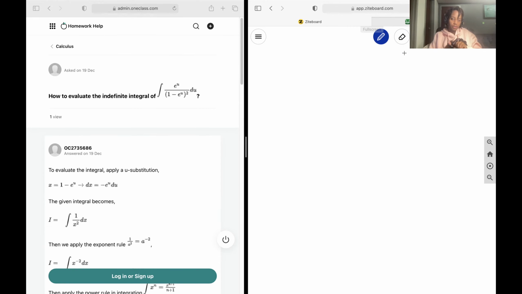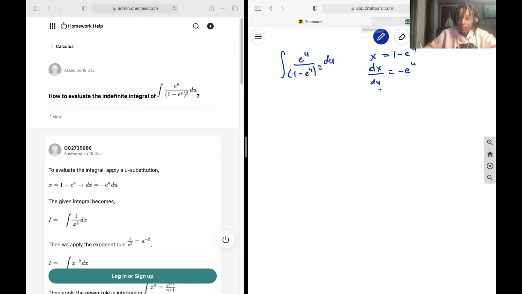And for our last question, you want to find the integral of e to the u over (1 minus e to the u) squared du. For this, we're going to be using some substitution, but instead we're going to use x as the variable because we already have u. You're just going to write x is equal to 1 minus e to the u, which means that dx over du is equal to negative e to the u. So du is equal to dx over negative e to the u, and we can just leave it like that.